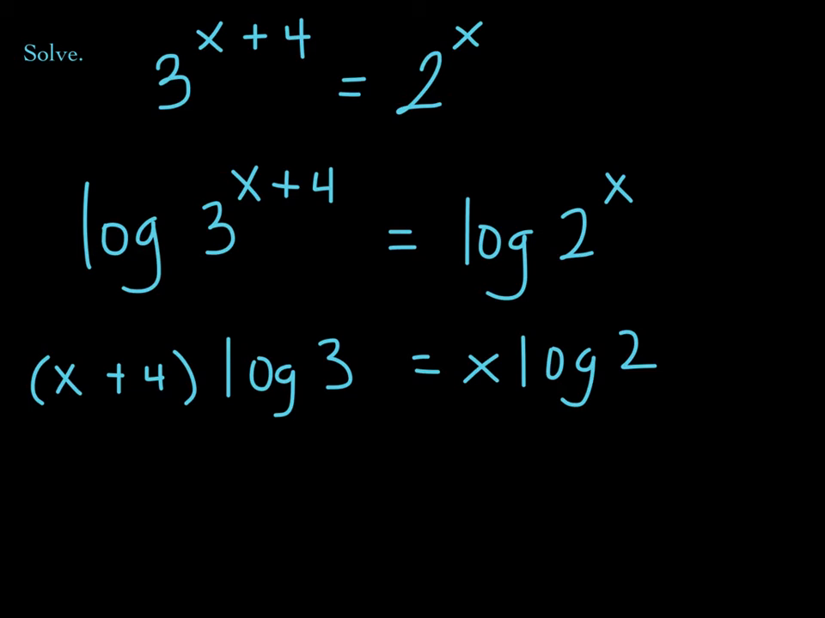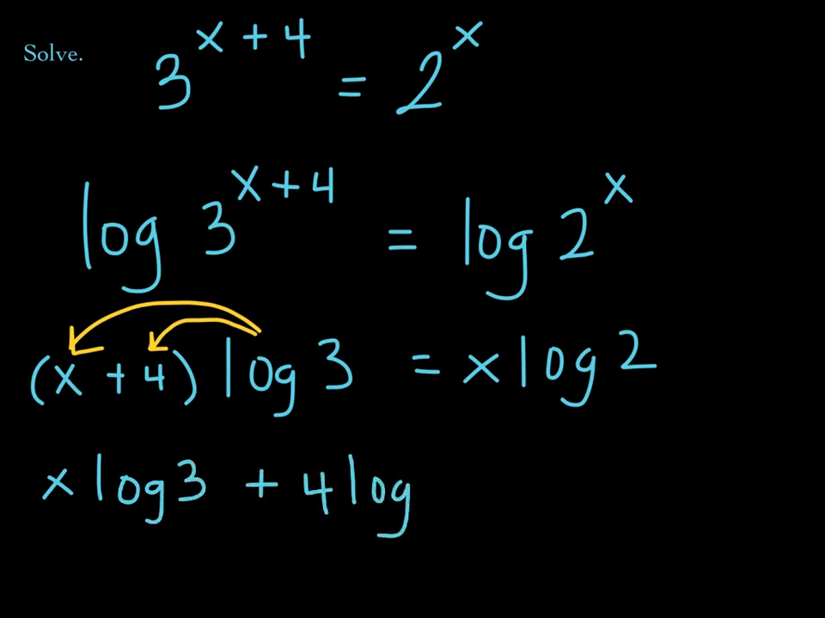All right, cool. What I'm going to do now is distribute this number, log 3. This is a number, right? So this is the exponent to which you raise 10 to get 3. It must be some decimal that's between 0 and 1. So what we have now as a result is x times this number, log 3, plus 4 times this number, log 3, is equal to x times log 2.